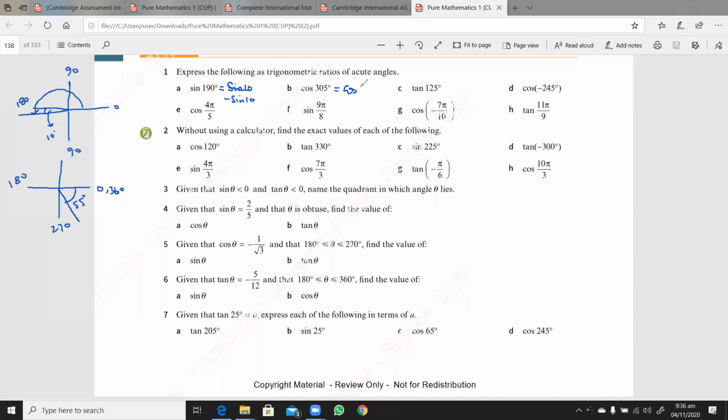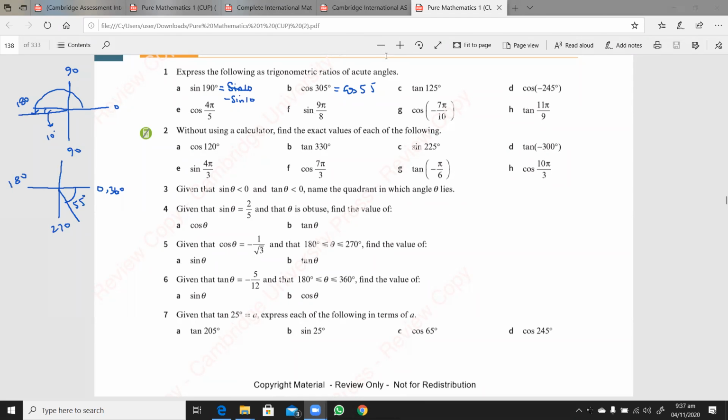Now let me tell you an interesting thing here. If you have calculators, find the value of sine 190, please do that. And then you find the value of minus sine 10. You should have the same answers. Please do that, all of you. Yes, sir, they're the same.